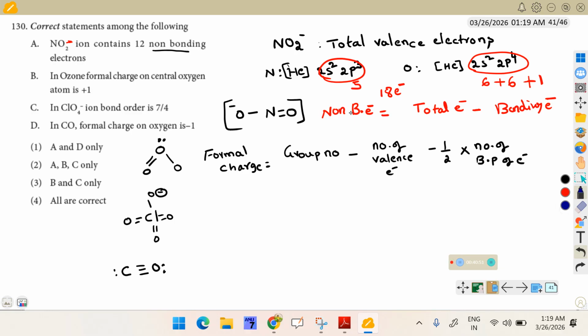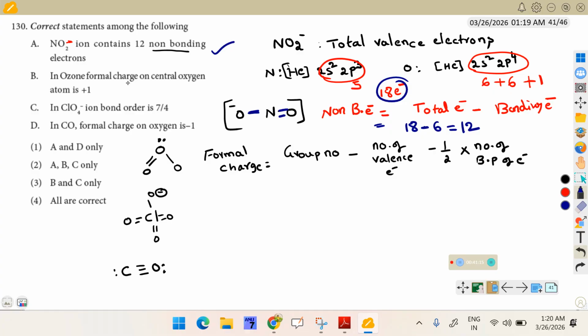Here the total number of electrons is 18, calculated. Minus, around this, how many bonds are there? 1, 2, 3. In the NO2 minus structure, 3 bonds are present. Electrons: 3 twos are 6. 18 minus 6 is 12. So the first statement is correct.